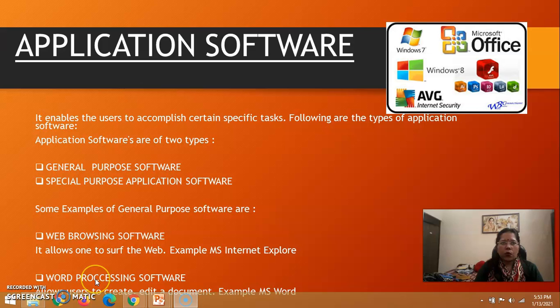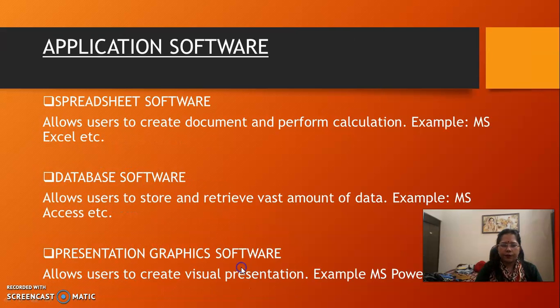Next one, word processing software. A word processor is software used for word processing. It allows us to create and edit a document. MS Word, WordStar, WordPerfect are some common examples of word processing software. Spreadsheet software. These are used for tasks that involve a lot of calculations or for the production of graphs and charts. MS Excel and Lotus 123 are examples of spreadsheet software.